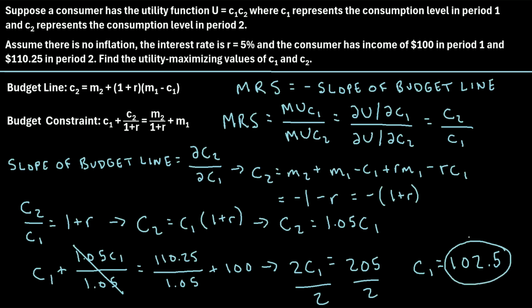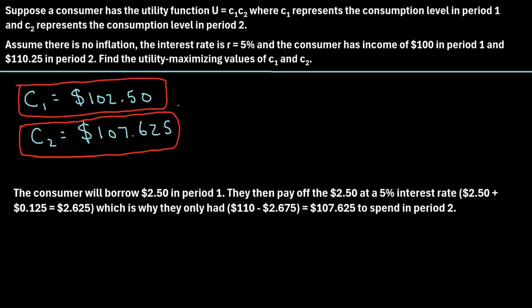To find our consumption level for period 2, we can just plug it into this equation right here. So when we do that, we get 1.05 times 102.5. That turns out to be C2 is equal to 107.625. Here is our consumption level in both periods. Now, here's what that actually means. So here are our final answers. The consumption level in period 1 is $102.50, and the consumption level in period 2 will be $107.625. So in the real world, we would round this up to 63 cents.